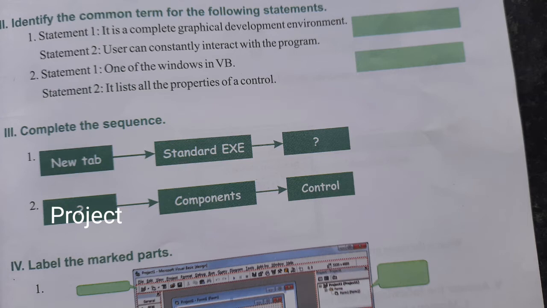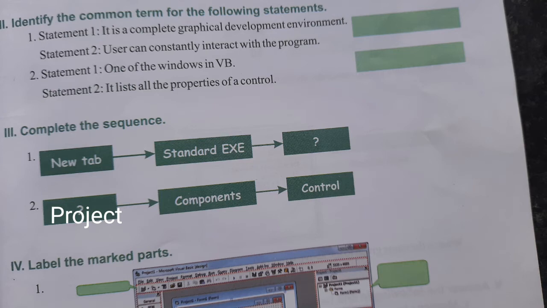You can see the list of the controls. Just click the tick box. You can add the controls into the Visual Basic toolbox. So these are the steps. They just left some steps. We have to write the correct steps for the answers to this question. So the second answer is Project, Components and Controls.